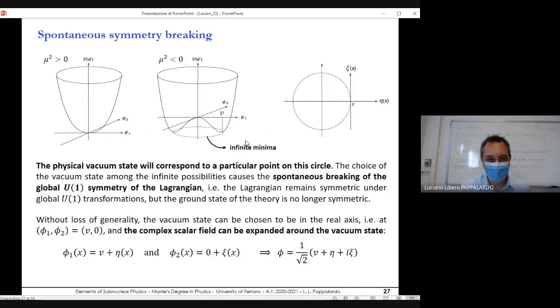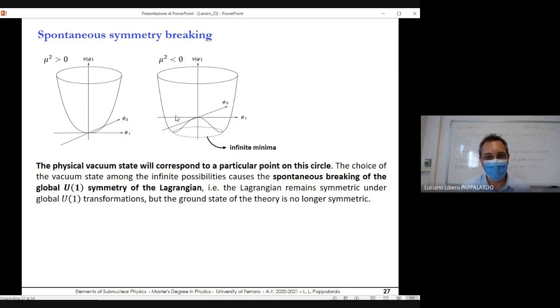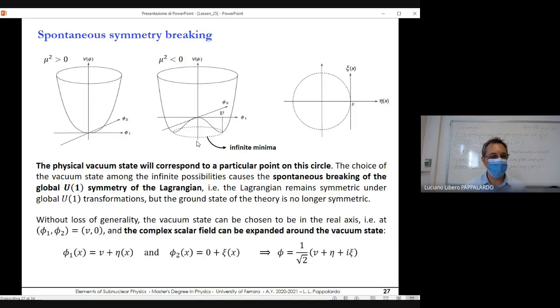Now, again, we have infinite possible choices. Without loss of generality, as we did already before, let's pick one. In particular, let's pick the one corresponding to a non-zero value of the phi one field, but a zero value of phi two. So a point of coordinates phi one, phi two equals v, zero, lying on the phi one axis.